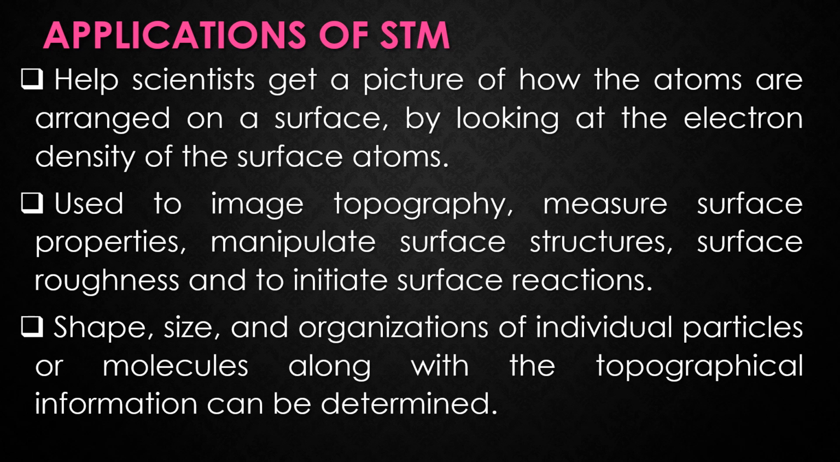Next is the application of scanning tunneling microscopy. Scanning tunneling microscopy helps the scientist to get a picture of how the atoms are arranged on a surface by looking at the electron density of the surface atoms. This scanning tunneling microscope is used to image the topography and measure the surface properties, and to manipulate the surface texture and surface roughness for initiating surface reactions. The shape, size and organization of individual particles or molecules, along with the topographical information, can be determined by this scanning tunneling microscopy.